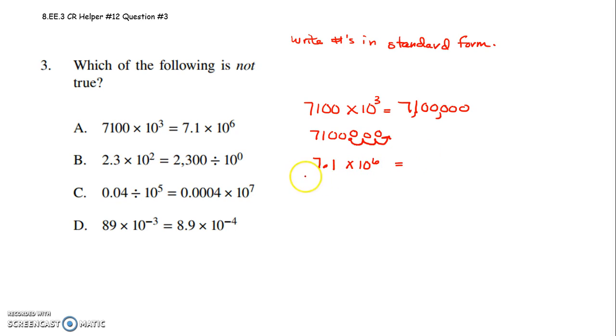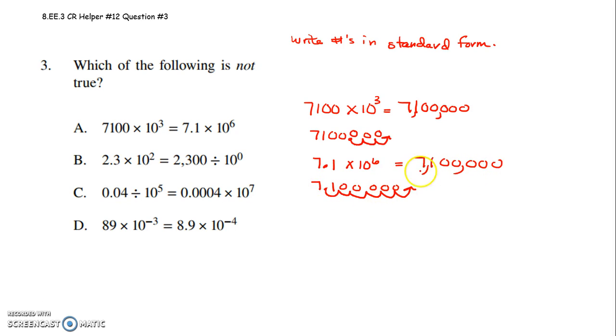Now I'm going to take 7.1 times 10 to the 6th, and I'm going to put that into standard form. So now I start with my 7.1. I'm multiplying it by 10 to the 6th power, or by a million. So I'm going to move that decimal point 1, 2, 3, 4, 5, 6 places. I'll fill in 5 zeros. My first shift had to happen here, and then I have 5 more shifts. So it's 5 zeros. So I do 7,100,000.